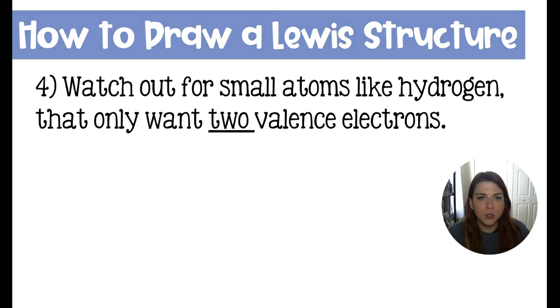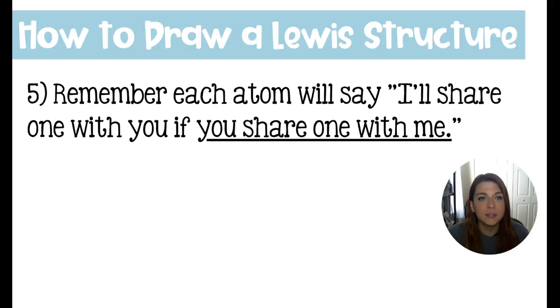And also make a note to look out for small elements like hydrogen. They only want 2 valence electrons. They cannot possibly fit 8 valence electrons. And then remember that each atom is going to say to the other, I'll share 1 with you if you share 1 with me. I'll share 2 with you if you share 2 with me. That's the only way that we're bonding right now.